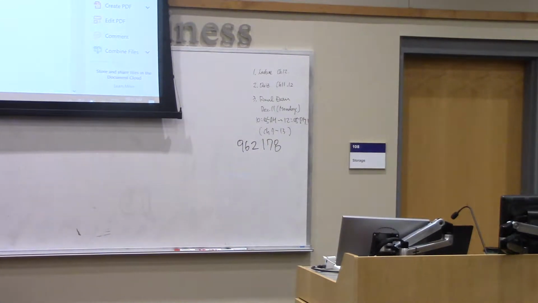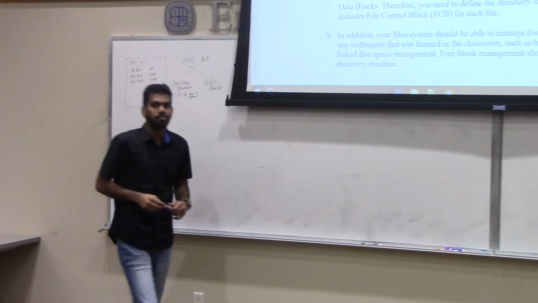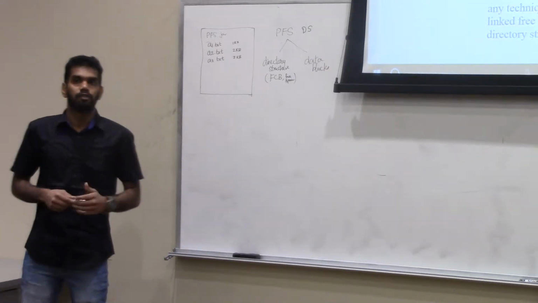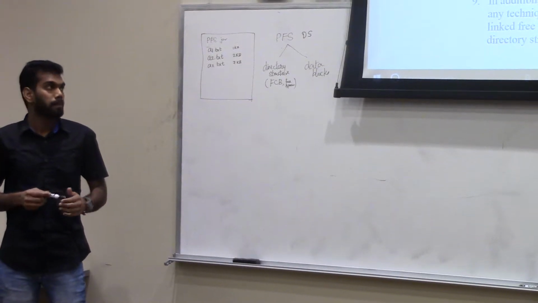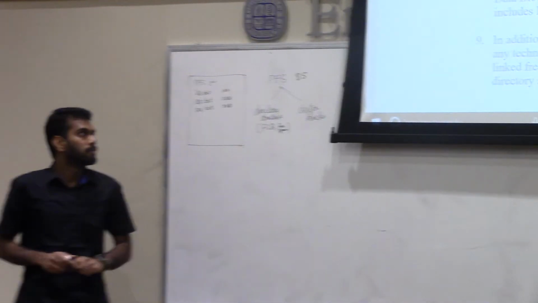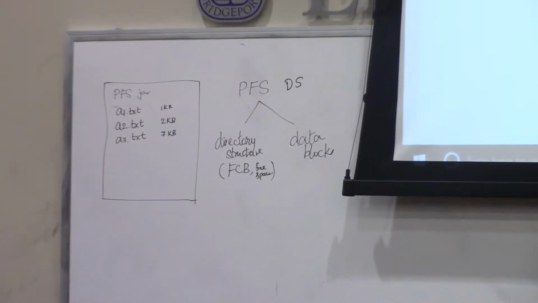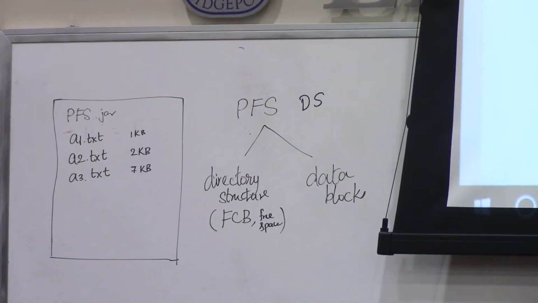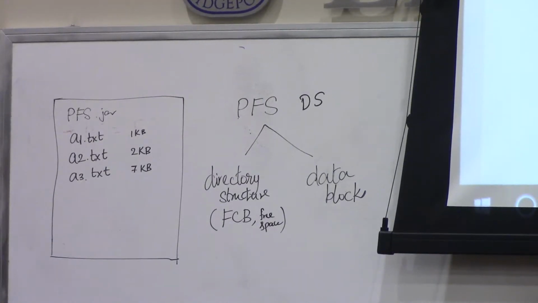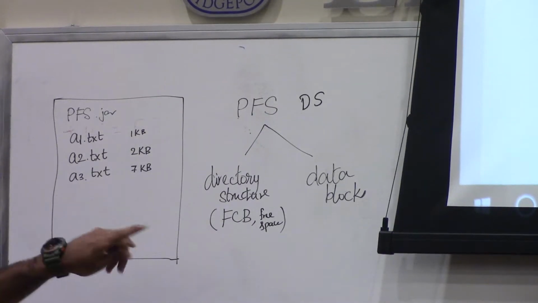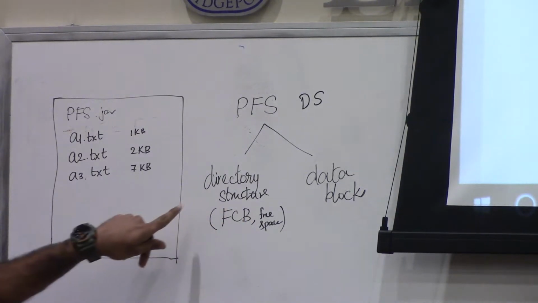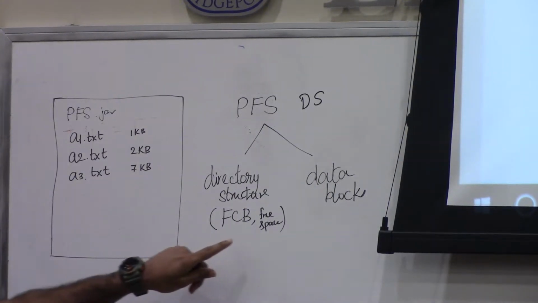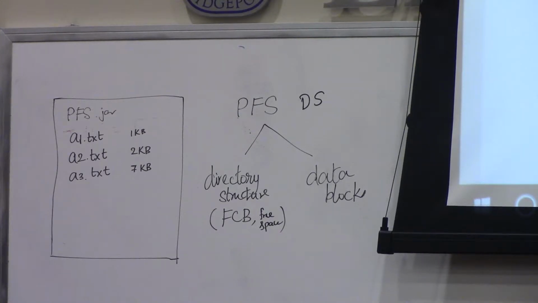Basically, the second project, you should create a portable file system using contiguous allocation. In order to do that, first you should define your data structure for your portable file system. It should consist of two things. One is the directory structure, which will have information about your FCB, that is a file control block, and free space management. And second will be the data blocks.